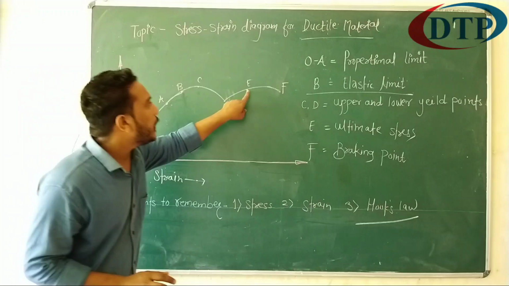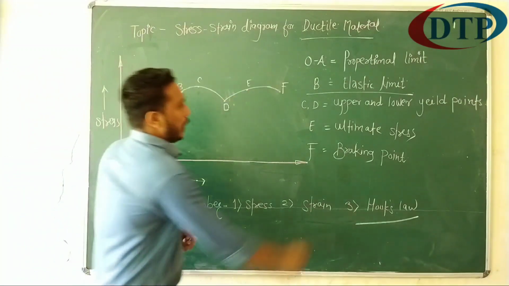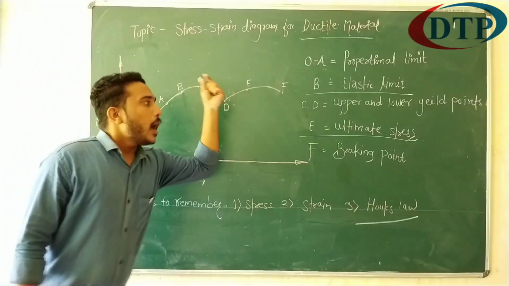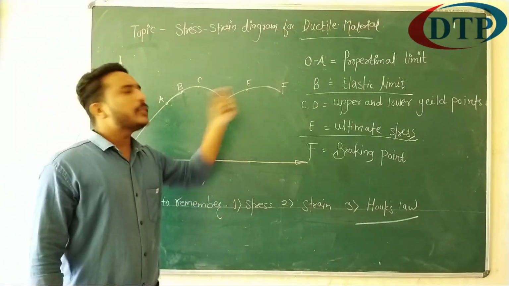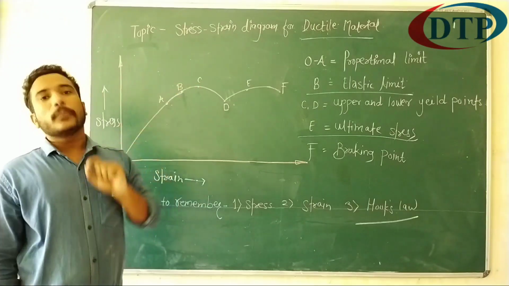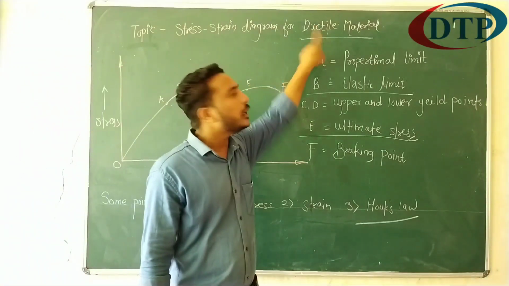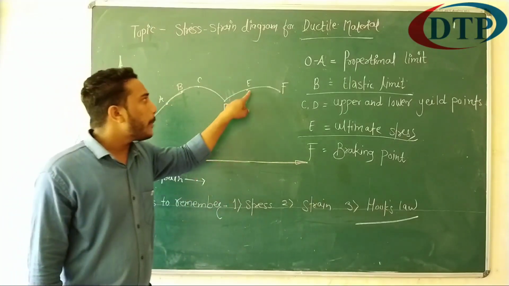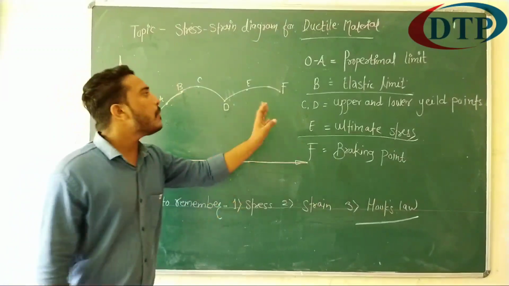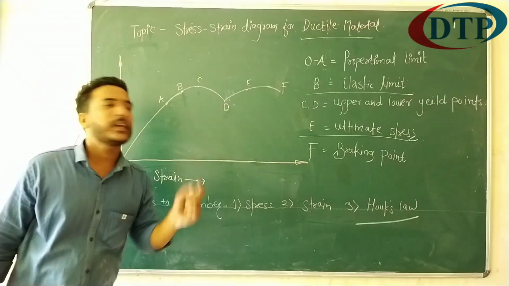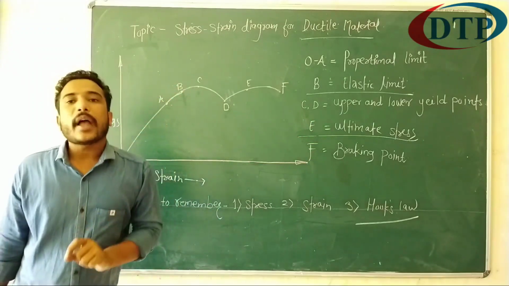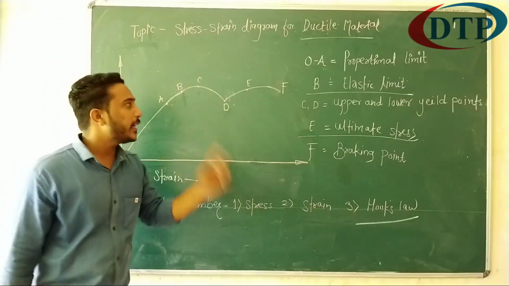The next point is point E, that is the ultimate stress. What is ultimate stress? Ultimate stress is the maximum amount of stress that can be developed in the ductile material. For obtaining maximum stress, or ultimate stress, we require the maximum amount of strain energy.